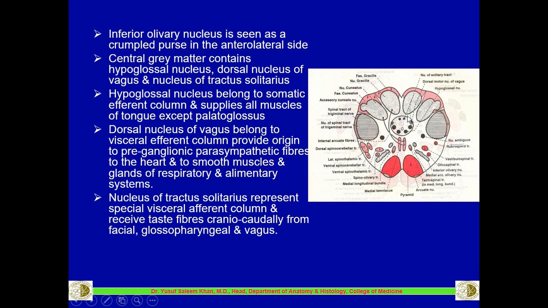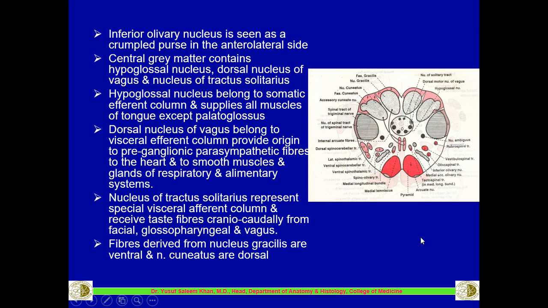So this is a very important nucleus, especially for the special visceral afferent, and it will be receiving fibers from the anterior cranial part of the facial, glossopharyngeal, as well as the vagus. There will be the special sensation of taste fibers, which will be carried by the facial, glossopharyngeal, and the vagus from the oral cavity. So that center will be present here. This is called the nucleus of the solitary tract, mainly responsible for the taste sensation in the oral cavity.